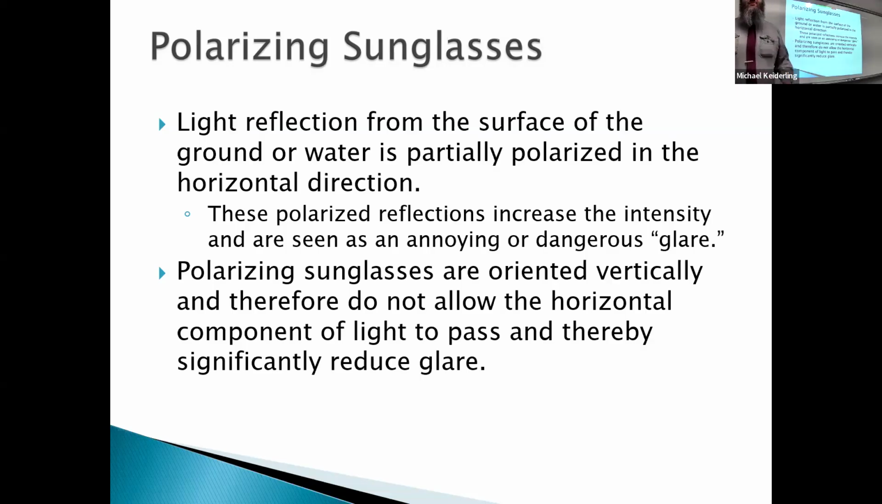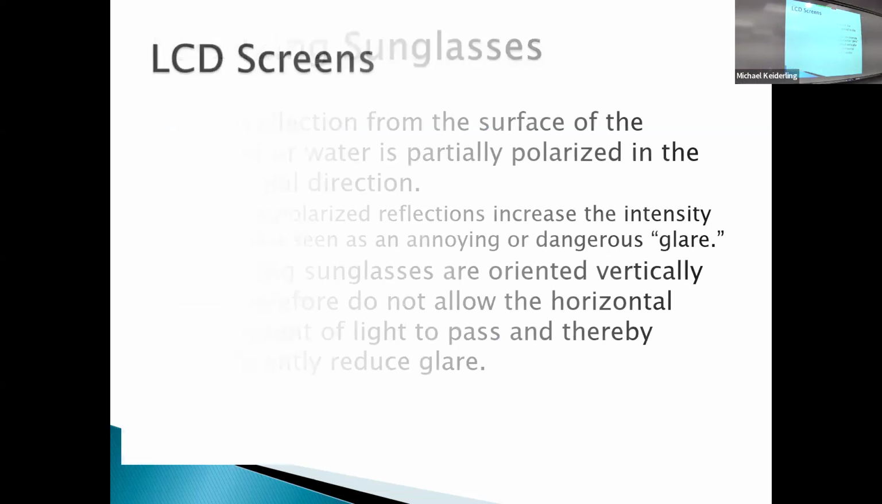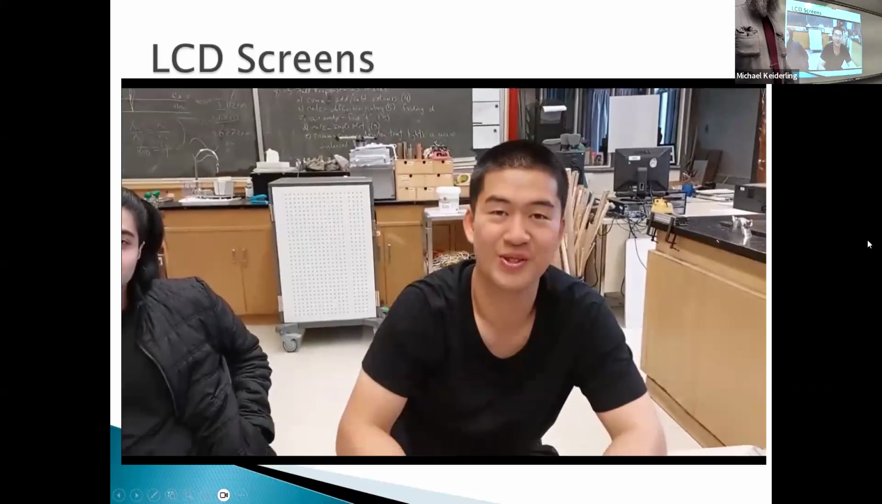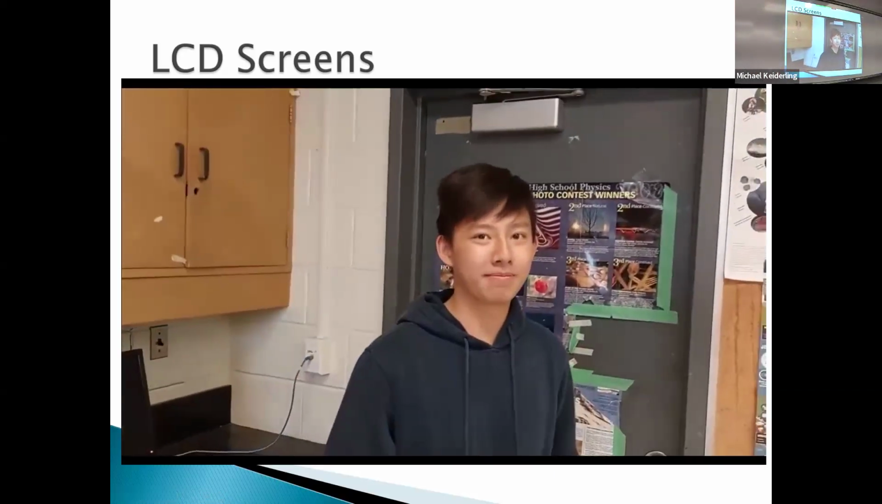And polarizing sunglasses are oriented vertically, so they don't allow the horizontal component of light to pass, and so they significantly reduce glare. And LCD screens use polarization as well. So in LCD screens, there are two polarizers and a layer of liquid crystal that rotates the polarization. But how do they work?